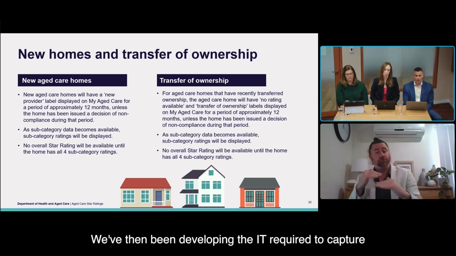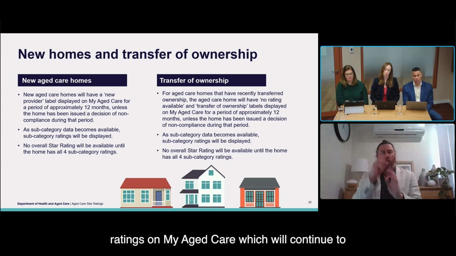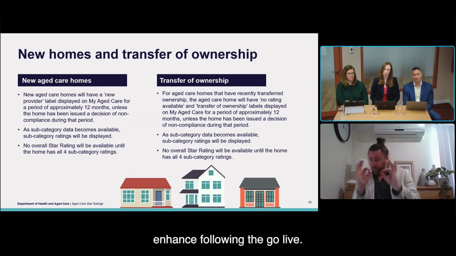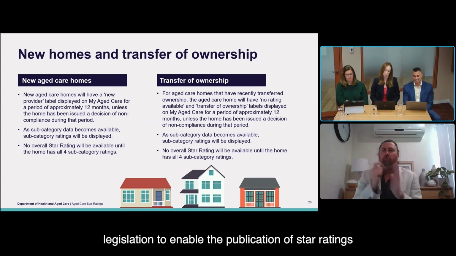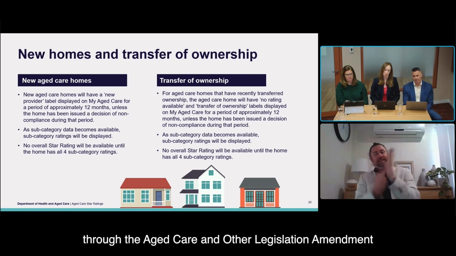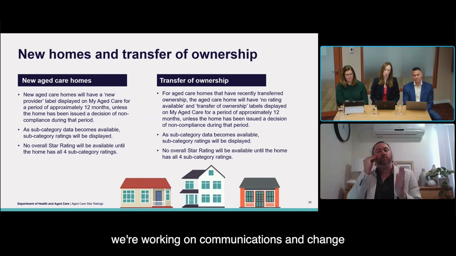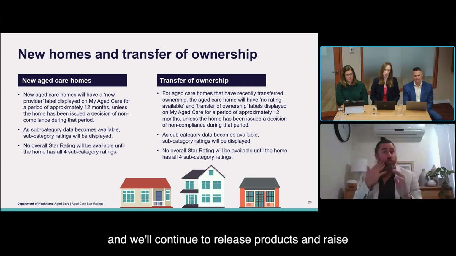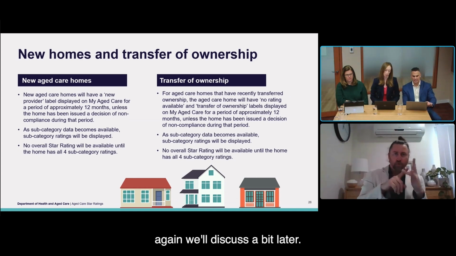But then developing the IT required to capture the new data elements and enable publication of star ratings on My Aged Care, which will continue to enhance following the go live. You'd all be aware that we worked on the primary legislation and that Parliament enacted that legislation to enable the publication of star ratings through the Aged Care and Other Legislation Amendment (Royal Commission Response) Bill 2022. And we're working on communications and change, and we'll continue to release products and raise awareness through the various channels, which again, we'll discuss a bit later.